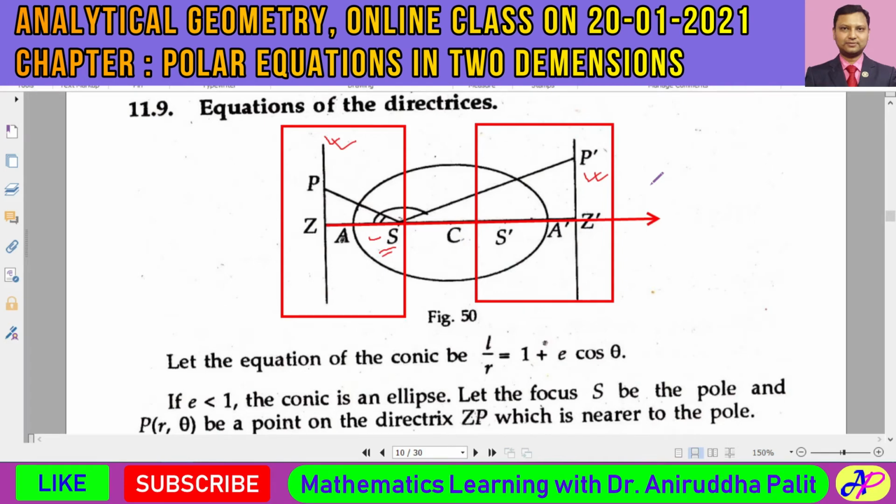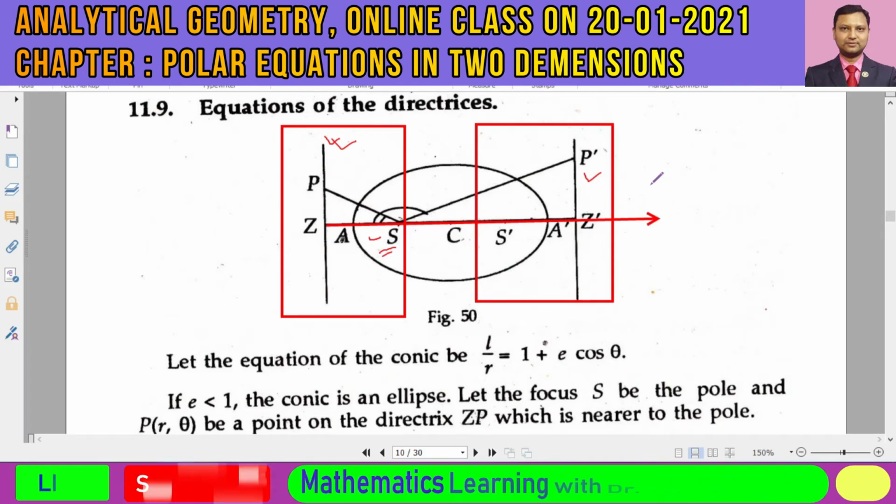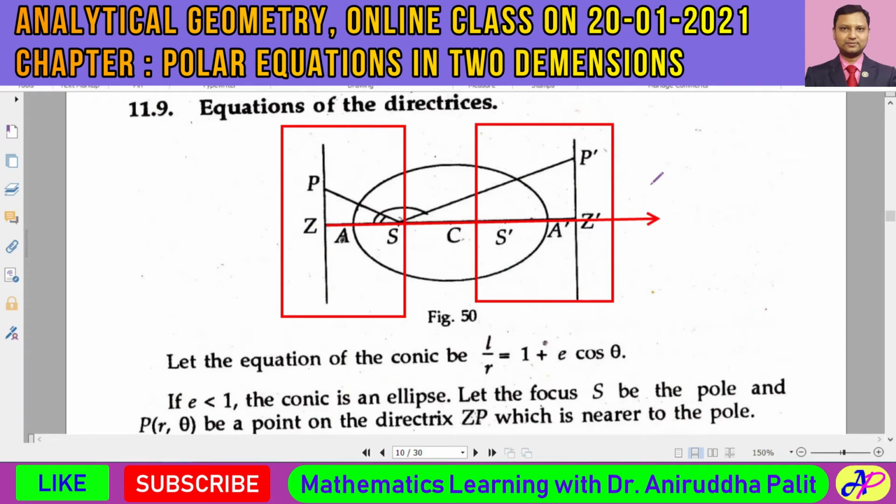So we need to compute the equation of both of these two directrices. We need to compute the equation of this directrix PZ. Similarly, we need to compute the equation of this directrix P prime Z prime. And this is S. Clear? This S has been taken as the pole, and as per this discussion in the book, the initial axis is taken in this direction.